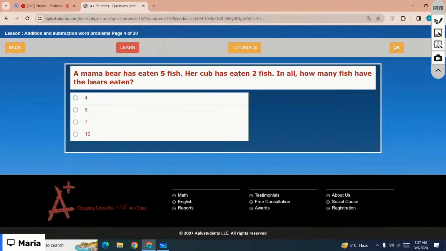So, you have to add, right? 2 plus 5 makes. Yes, the correct option is 7. That means the total fish the bears have eaten is 7. The correct option is 7, right?